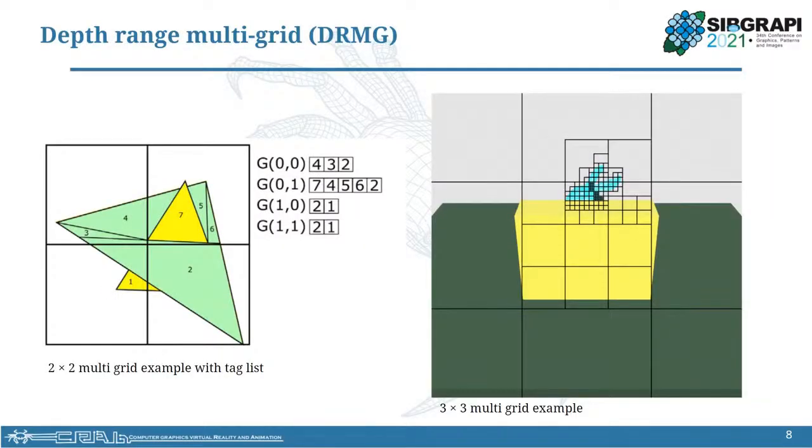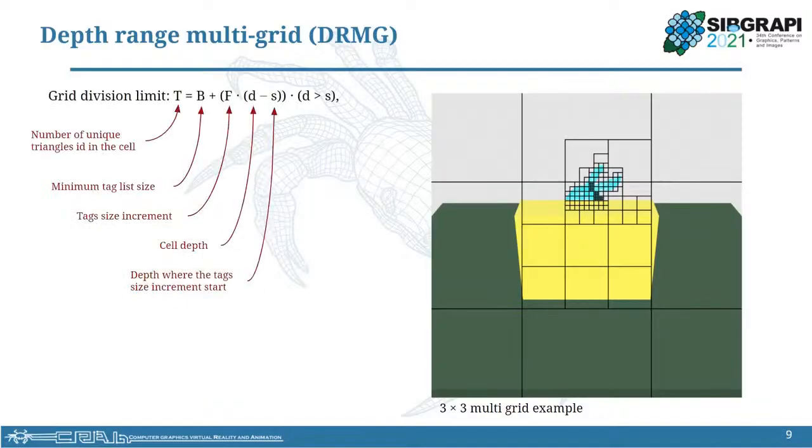The depth range multigrid is constructed by first labeling the NOTM triangles with an ID. The NOTM is then recursively divided into k by k grids, and each grid stores the IDs of the triangles within its region. The subdivision continues recursively until a limit level of recursion is reached, or the number of tags in the cell's list is smaller than a threshold t given by the grid division limit equation.